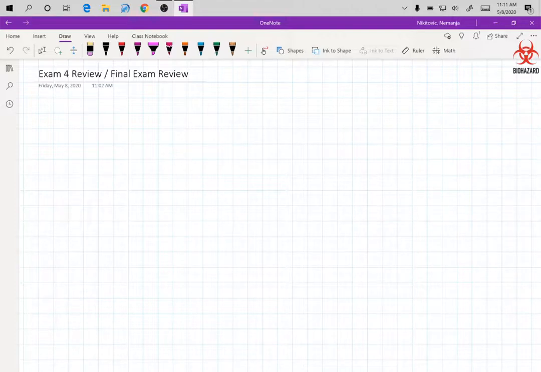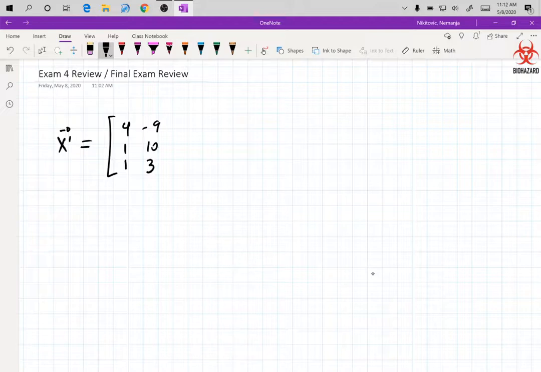Study plan. All chapters. Chapter 5. And you said problem 15. This one. Yeah, this might be too long for regular exams. Let's see. So we have x prime is equal to the matrix 4, 1, 1, negative 9, 10, 3, 0, 0, 7 times x.